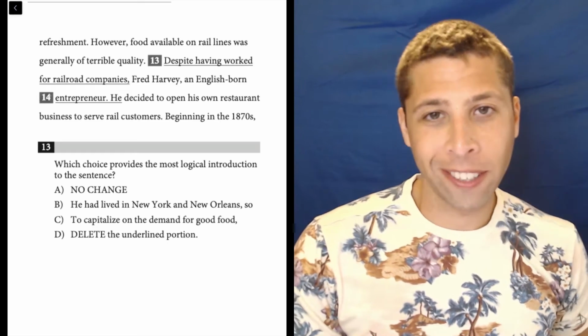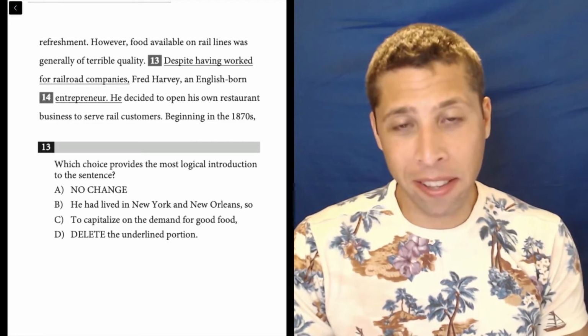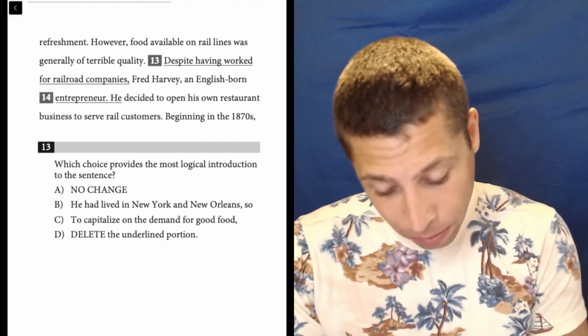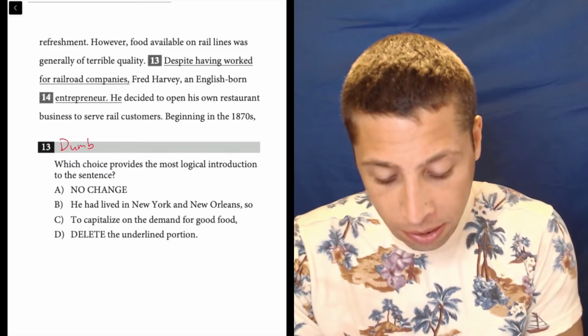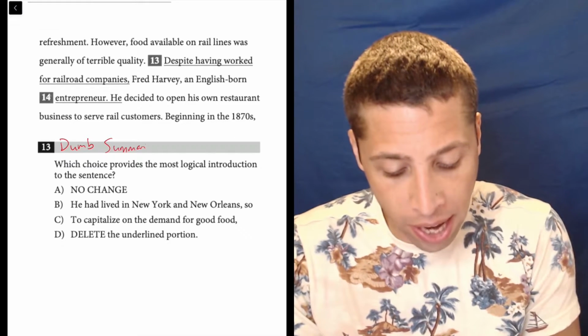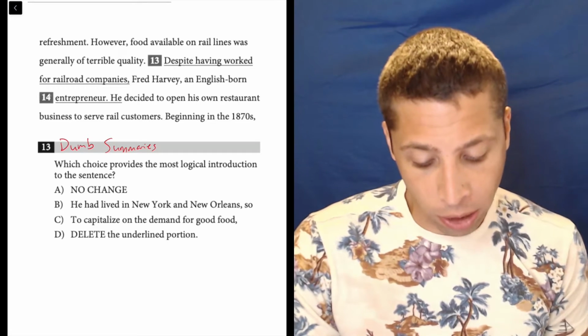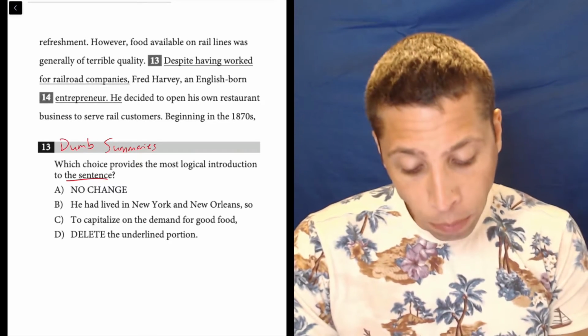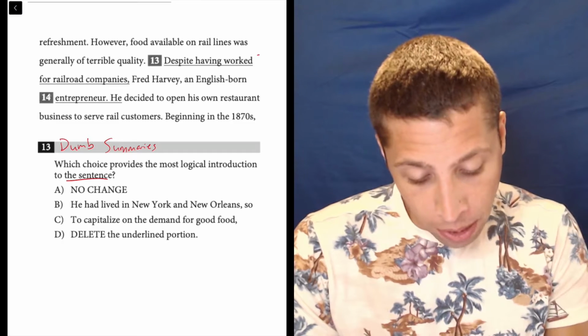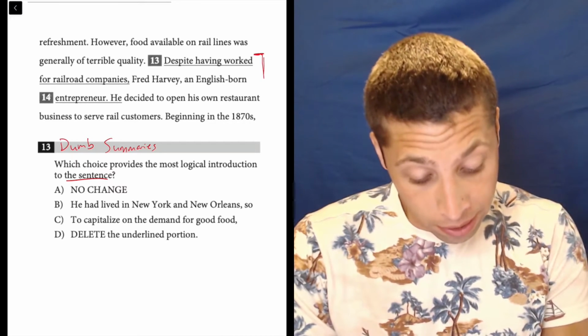With this question, as always, keeping it dumb is the best way to be smart and get it right. So dumb summaries help us really understand our task here. Now, the question is also very specific, right? Which choice provides the most logical introduction to the sentence? So I'm really just looking from here, the beginning of the sentence, to here.